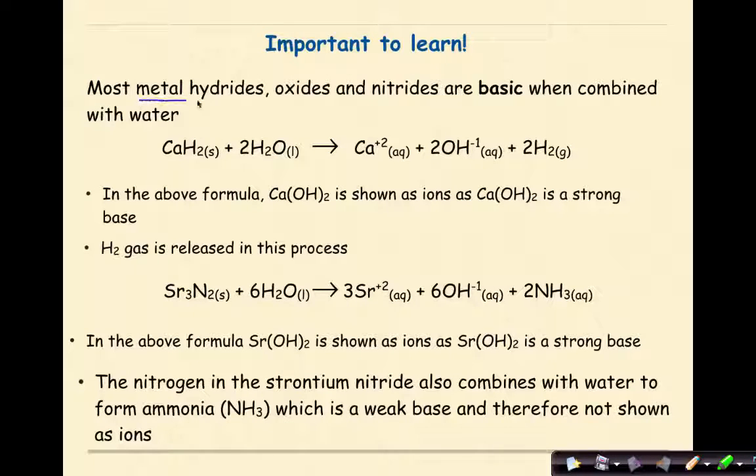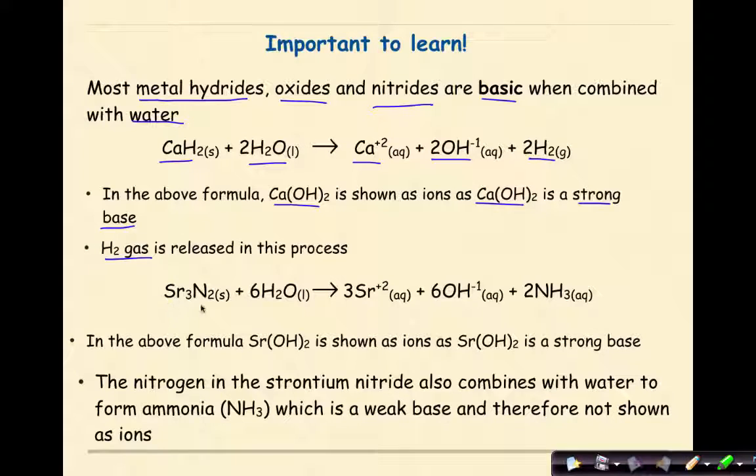Most metal hydrides, oxides, and nitrides are basic when combined with water. So here we have an example of calcium hydride reacting with water to produce aqueous calcium ions, hydroxide ions, and hydrogen gas. In the above formula, calcium hydroxide is shown as ions as calcium hydroxide is a strong base. Hydrogen gas is also released in this process.